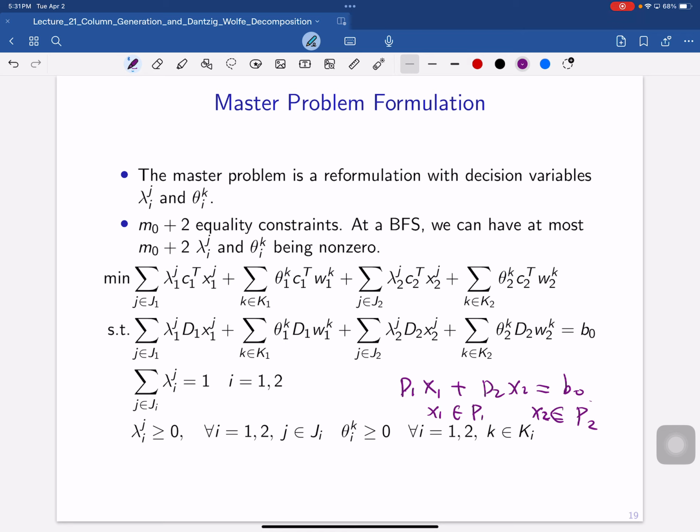And now we are going to replace x1 by the convex combination of the extreme points of x1 and the conic combination of, so the W are the extreme rays of x1. And similarly for x2, you are replacing it by the convex combination of x2's extreme points and the conic combination of x2's extreme rays. So we did nothing but a reformulation. And of course, you replace x1 and x2 correspondingly in the objective.